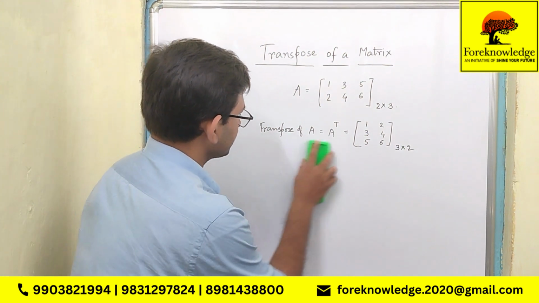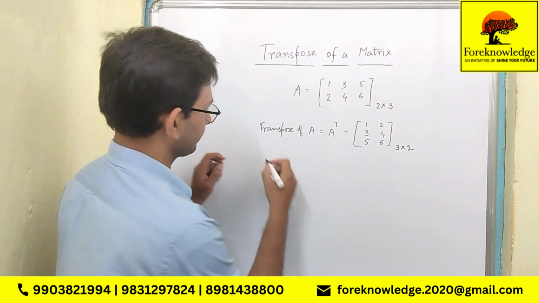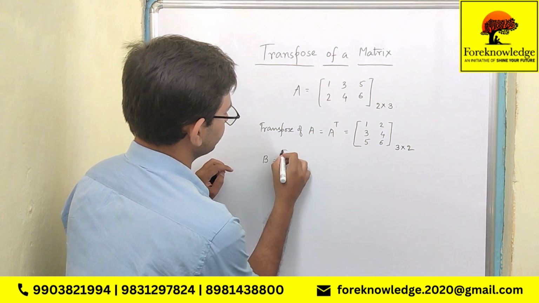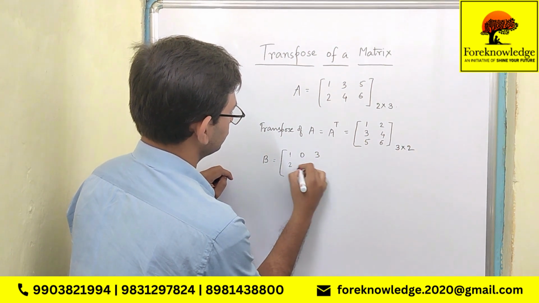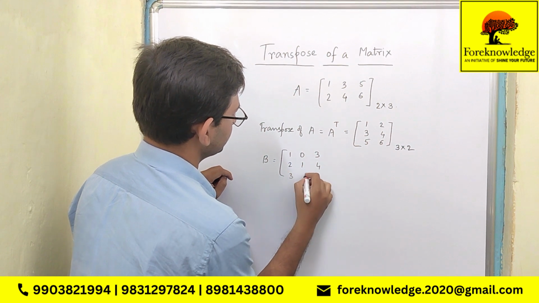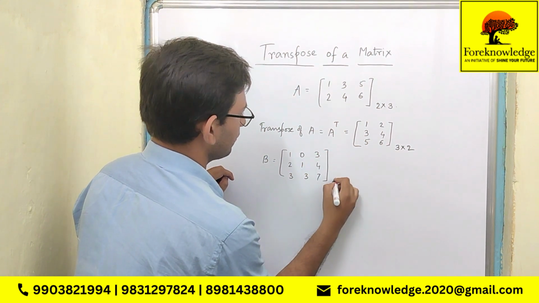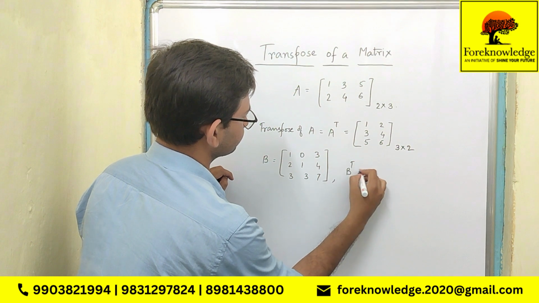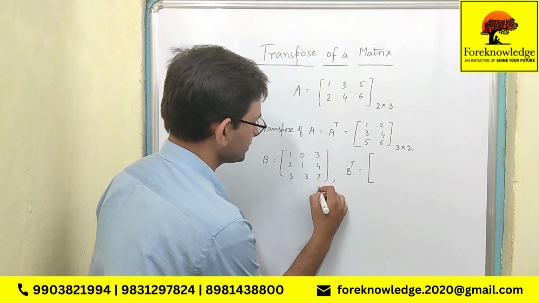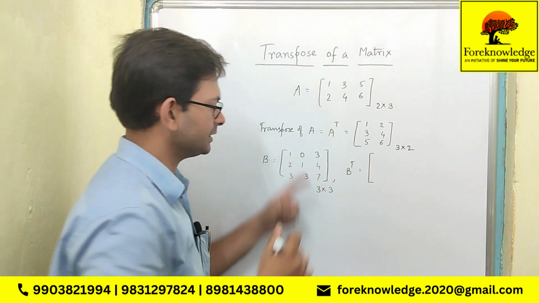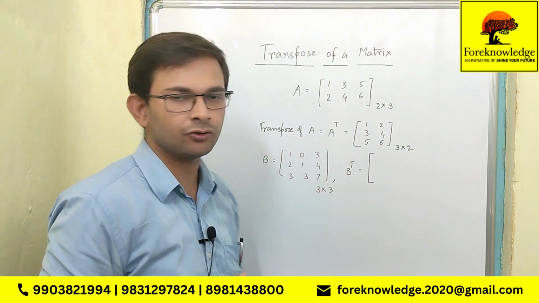If we take another example, suppose B is another matrix: 1, 0, 3, 2, 1, 4, 3, 3, 7. What is B transpose? What is the order of B? B is a matrix of order 3 cross 3, that is, it has 3 rows and 3 columns.